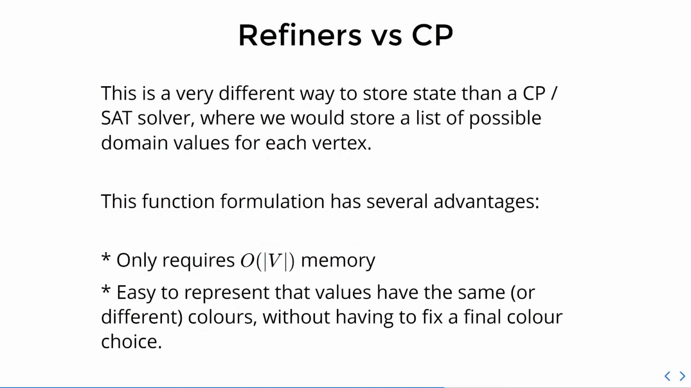This is very different to how a CP or a SAT solver would store things, where we'd have a list of possible domain values for each vertex, whereas here each vertex just has a colour. This does have several advantages. It only requires order number of vertices memory, so you can store these partitions using order size of V memory. And it's easy to represent that two vertices have the same colour, so they form a class that will map to themselves, or we know they have different classes without yet having to fix the final colour choice. So we haven't yet decided where the vertices are mapping, we just have this concept of equivalent and inequivalent vertices. And typically, while I didn't go into details here, there'll usually be a well-formed way of defining the colours. So we might have a colour that represents 2 neighbours, or 3 neighbours, or 4 neighbours, so we can tell the difference as the algorithm progresses. So the things with 2 neighbours have to map to the things with 2 neighbours, and so we keep the colours consistent.